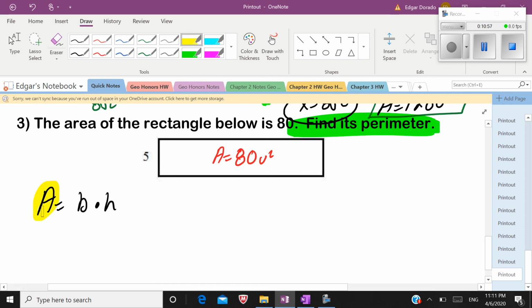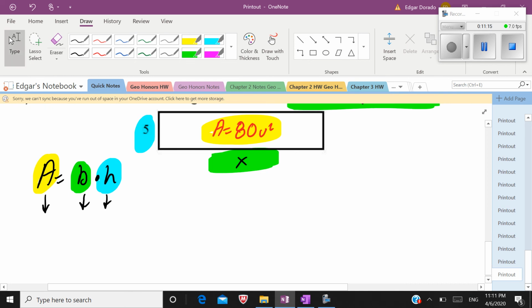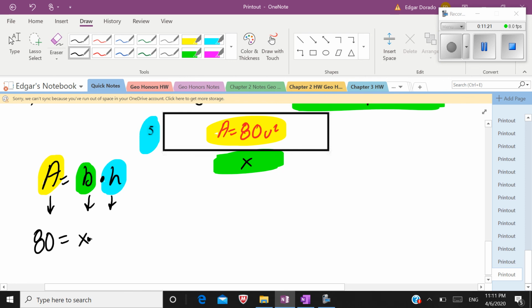Do I have the area? Yes, I do. Do I have a base? No, I don't. Do I have a height? Yes, I do. Okay? The only thing I didn't know was this base, so I'm going to call that base an x. So what does that mean? Let's go ahead and put everything where it goes. So the area was 80 equals the base, I don't know it, times 5.